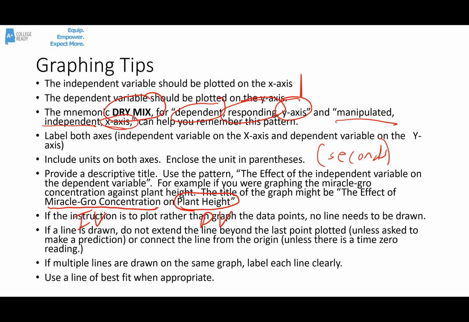If multiple lines are to be put on the same axis, make sure that you include a key or that you clearly label each line, and use a line of best fit when appropriate. So if there's clearly a linear trend and you have some points that maybe look like this, you want to draw a line of best fit down the middle. You don't want to just connect a snake like so. Use a line of best fit to show the pattern.